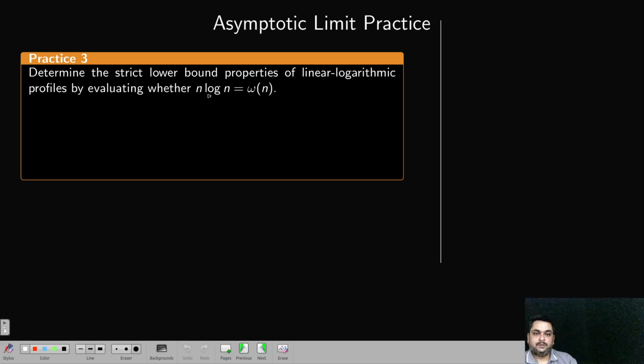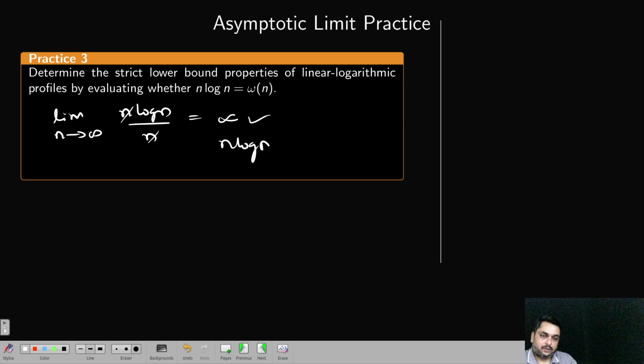Next, determine the little omega. Again, the limit as n approaches infinity of n log n divided by n. This gets cancelled, so this becomes infinity. Hence, true. I can write n log n is equal to little omega of n.